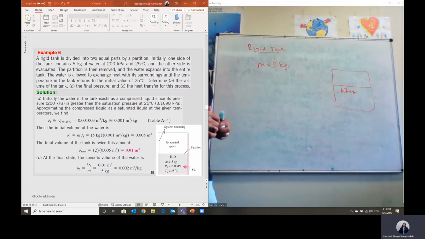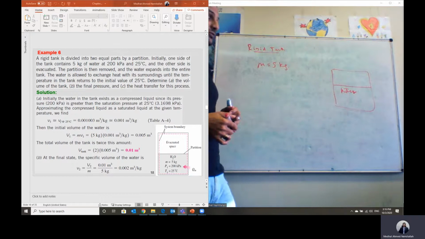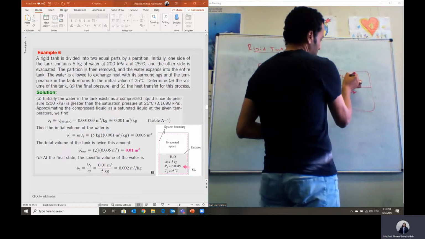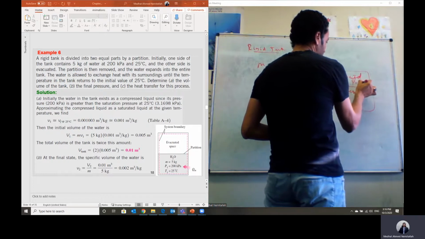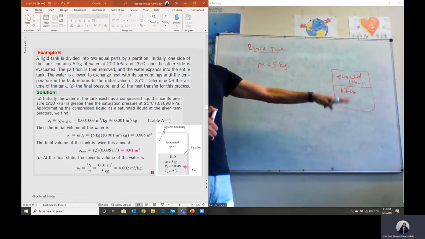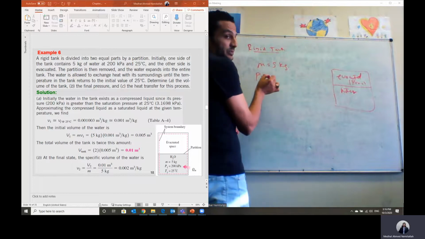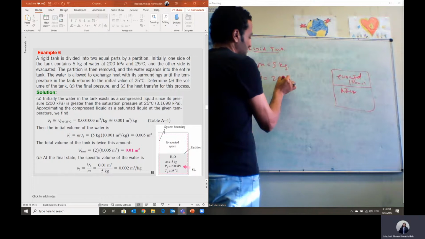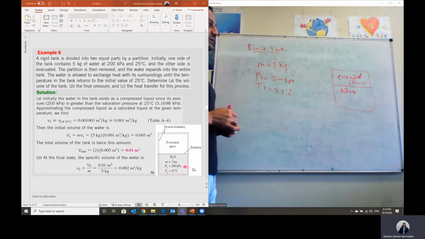This water is occupying half of this tank, and we have a diaphragm separating this water from the other part, which is evacuated. Evacuated means it is under very low pressure, close to the absolute vacuum pressure. The water exists at pressure P1 equal to 200 kilopascal, and the temperature T1 is equal to 25 degrees C.